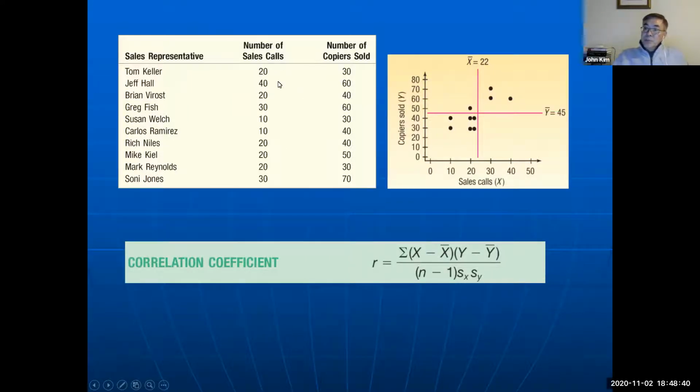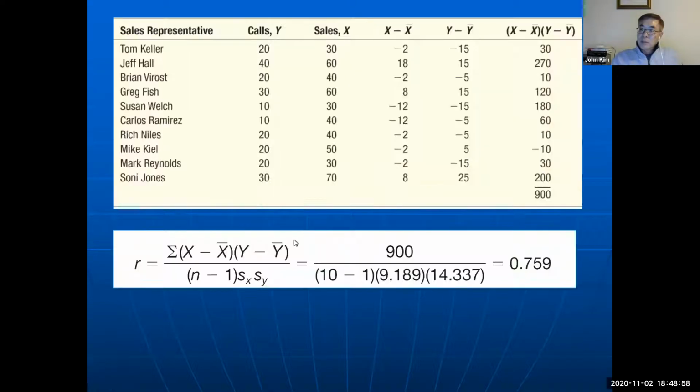Okay, an example: the number of sales calls and the number of copiers sold. We can see a direction this way. Using this formula, I get 0.759. Not very strong, but about a strong relationship between copies sold and the number of calls. You may use a formula like this, but usually we use Excel or any program to get this, so I will not go over this formula.